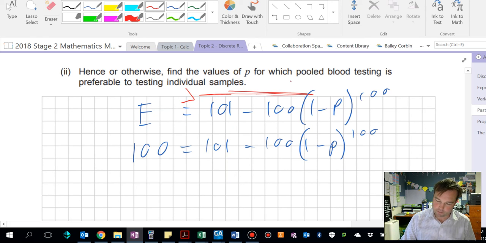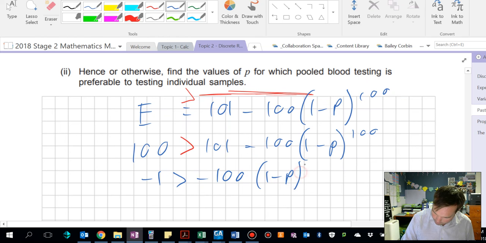Find the values of P for which pooled testing is preferable. So really, I know there's an equal sign there, but we should be looking for an inequality sign like that. Alright, inequality signs are scary, I know, but we just treat them essentially like equal signs unless we multiply or divide by a negative and then we flip them. And that we should have covered previously. Alright, let's take 100 from both sides. If we take 100 from both sides, we get minus 1 is less than or equal to minus 100, 1 take P to the 100.